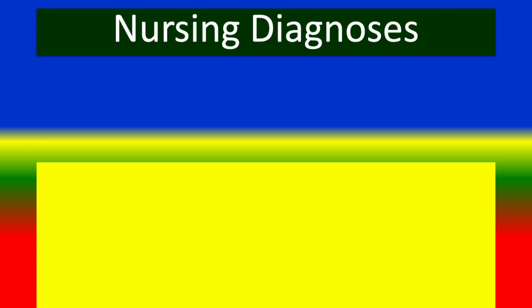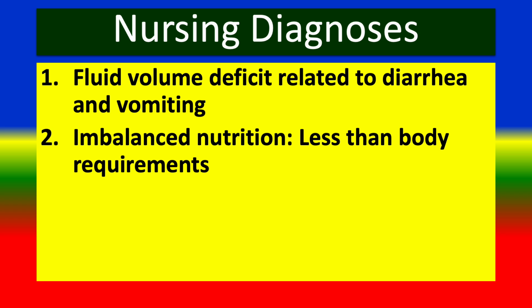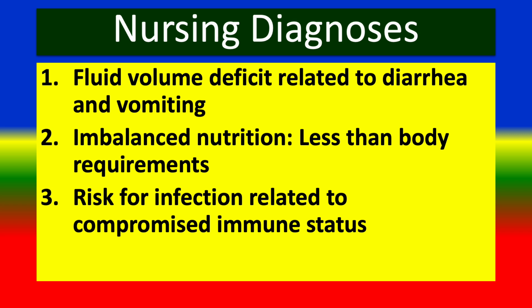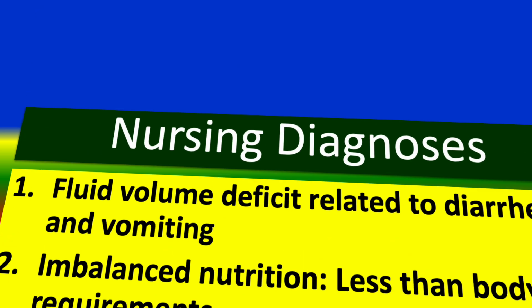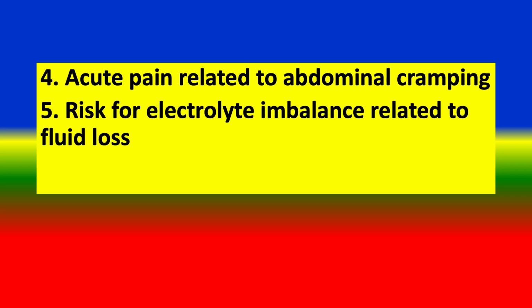Nursing diagnosis. 1. Fluid volume deficit related to diarrhea and vomiting. 2. Imbalanced nutrition, less than body requirements. 3. Risk for infection related to compromised immune status. 4. Acute pain related to abdominal cramping. 5. Risk for electrolyte imbalance related to fluid loss.